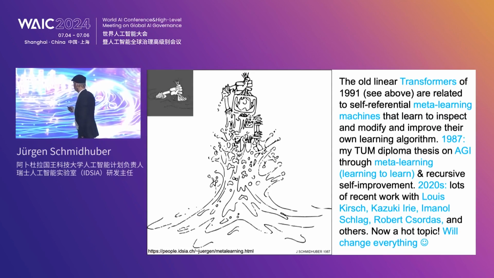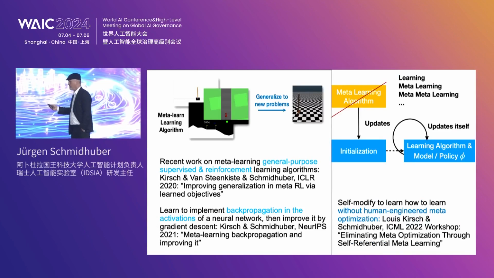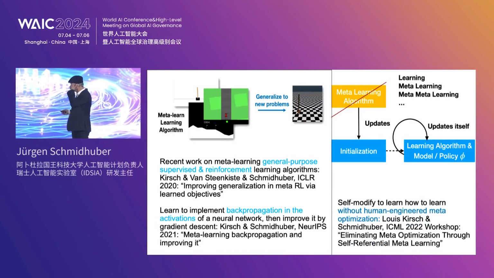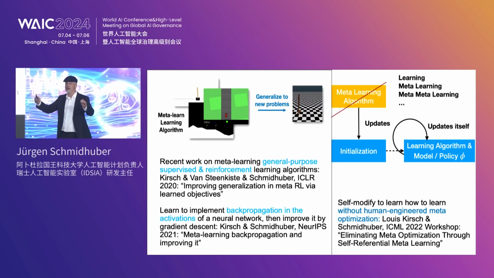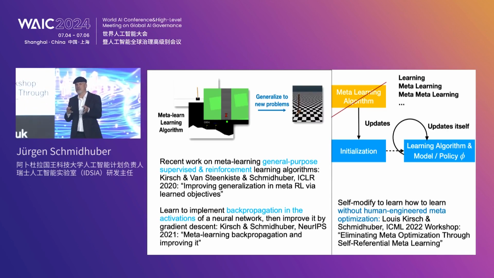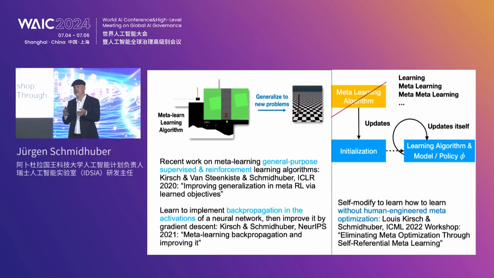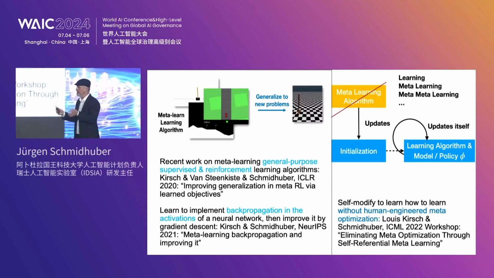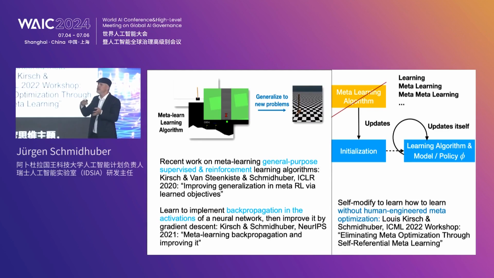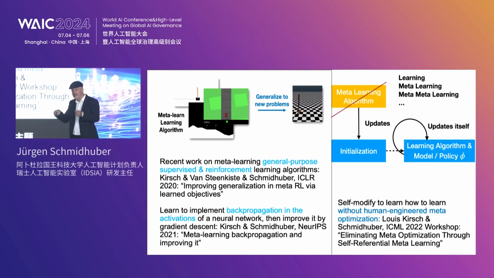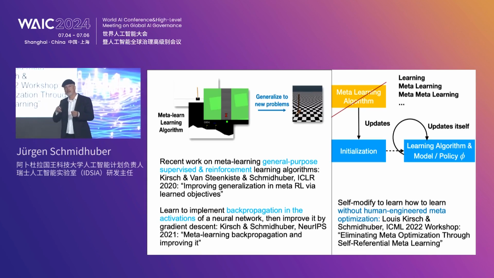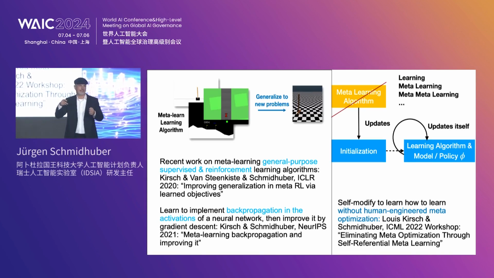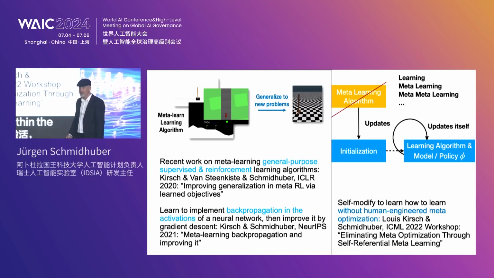And we have more recent results with guys that you saw on the previous slide. For example, we now have neural networks, and this is work done with my student, Louis Kirsch, now at DeepMind. The network learns to implement the backpropagation algorithm on itself. So on the hidden activations of a recurrent neural network, the backpropagation method itself is being implemented within the weights.